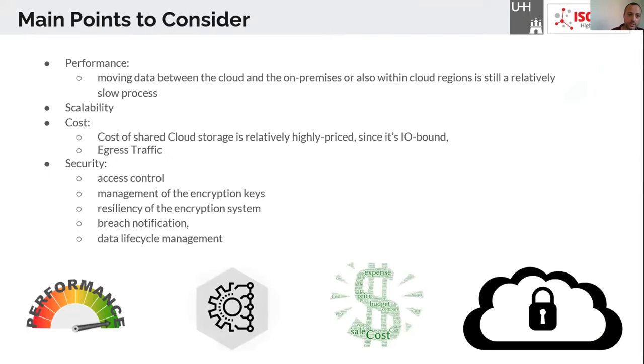The main points to consider are, of course, performance, scalability, and cost, since running workloads in the cloud introduces the need to carefully assess which instance type to use, where to run these workloads, and most importantly, what storage to use. So actually paying for every input-output request. And of course, the security of data in the cloud plays a critical role.